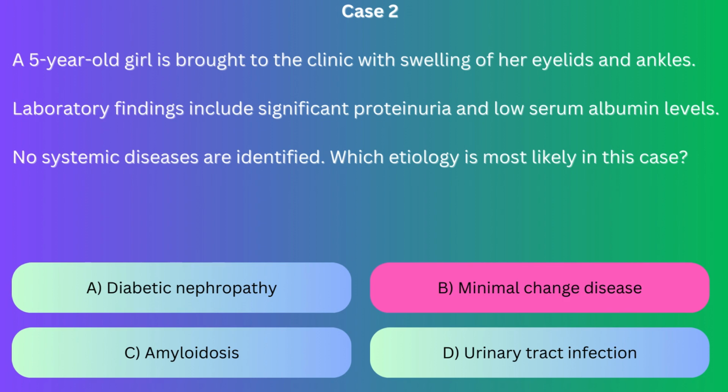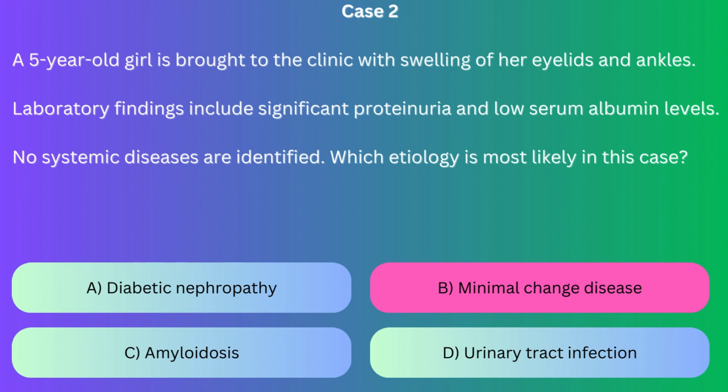Minimal change disease is the most common cause of primary nephrotic syndrome in children and is characterized by significant proteinuria and hypoalbuminemia without systemic disease. Diabetic nephropathy, choice number A, is a common cause of nephrotic syndrome in adults with long-standing diabetes, not in younger children. Amyloidosis, choice C, is rare in children and usually associated with chronic inflammatory disease or familial syndromes.